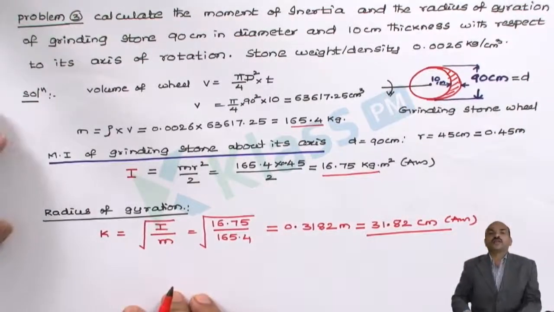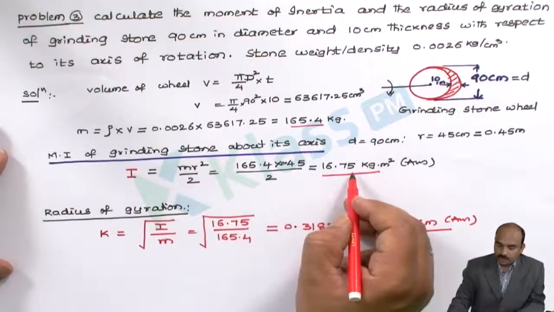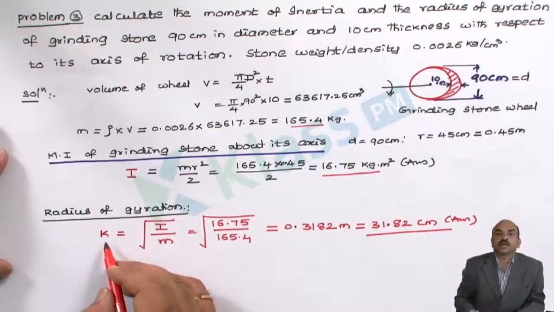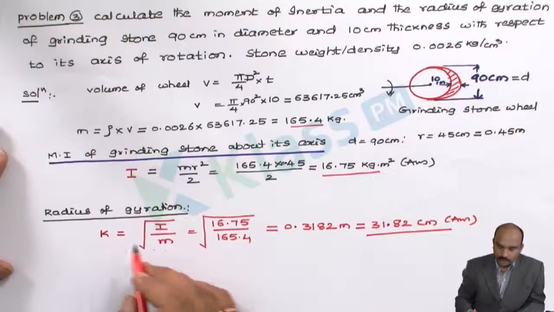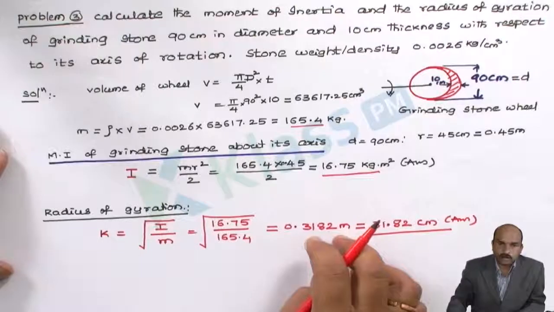So he is asking to calculate moment of inertia of the disc, that is I equal to mr square by 2. We have calculated. The second part is he is asking to calculate radius of gyration k. So k equal to under root I by m. We are getting this. So we got two answers. With this problem is complete.